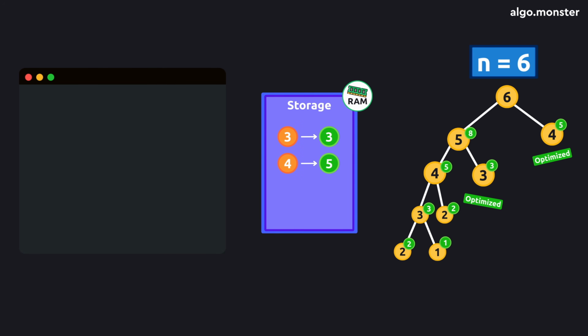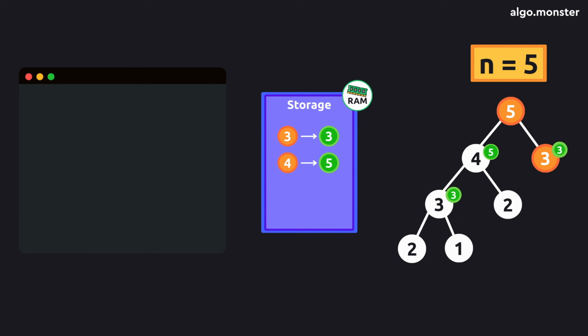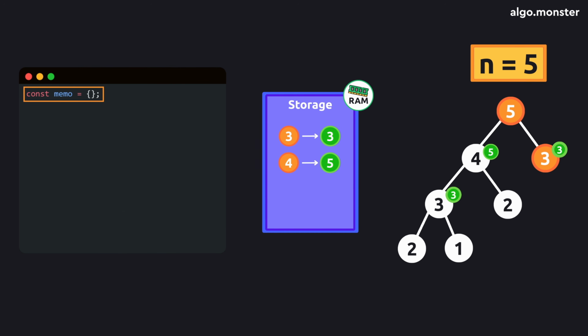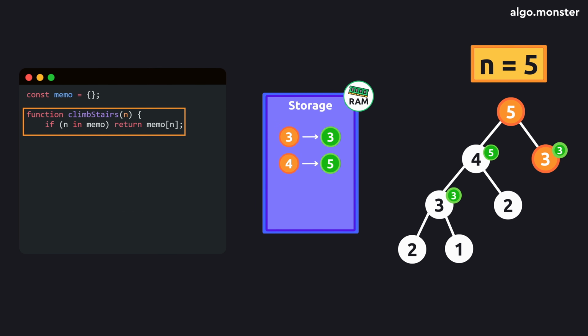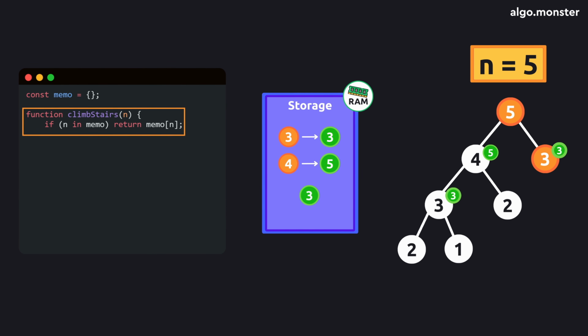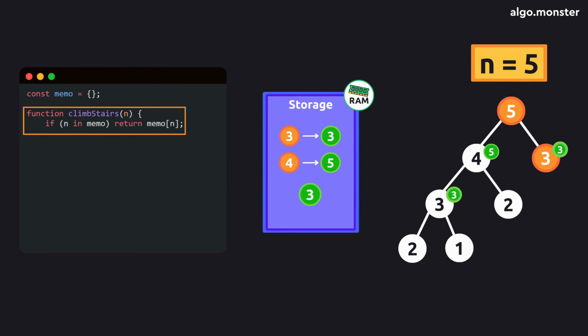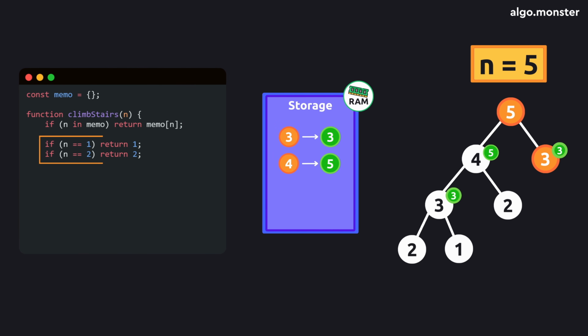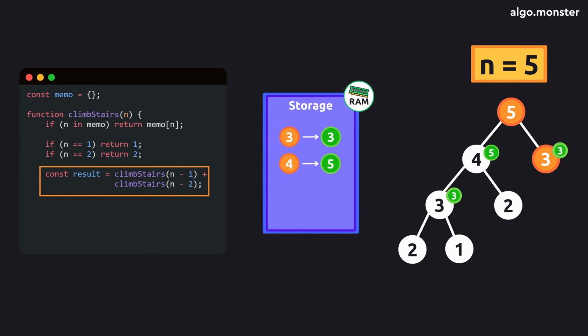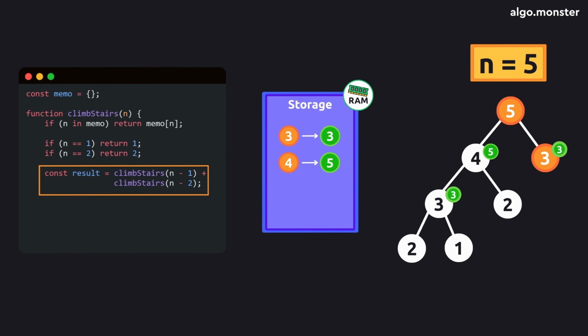Now let's summarize what the code does conceptually. First, we create an empty storage, a hash map, where we'll keep all computed results. Then, inside the function, the very first thing we do is check that storage. If the answer for this step was already computed, we return it immediately and stop. If not, we check the base cases just like before. If those don't apply, we compute the number of ways recursively using our formula.